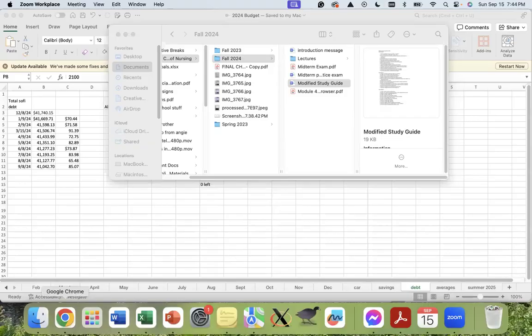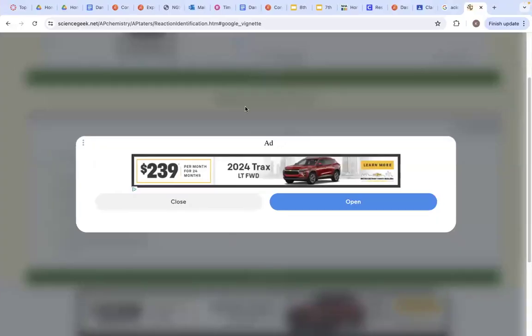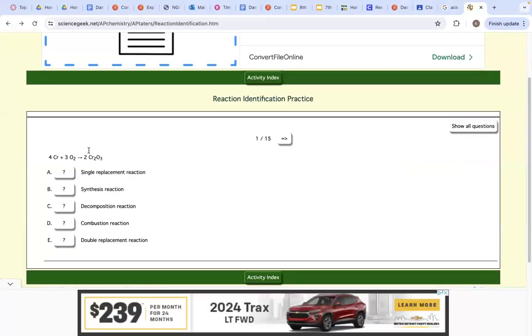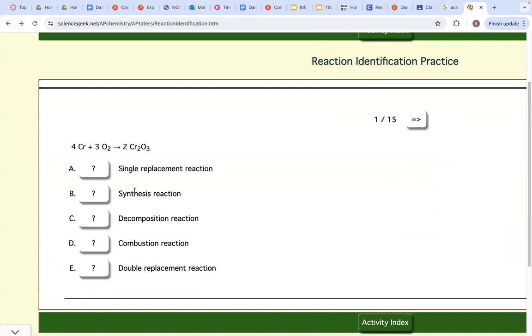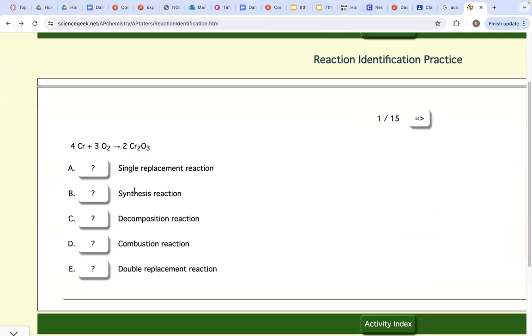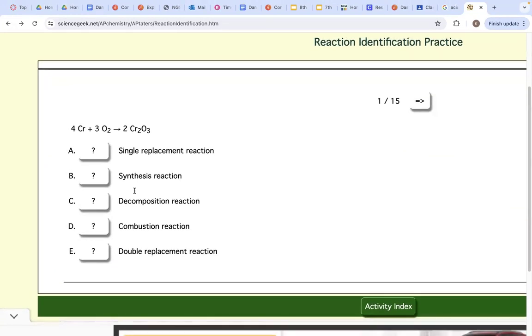Well, this is interesting. Okay, let me share my screen again. Stupid ad. All right, so here, let's see if I can zoom in. I just went out and Googled classifying reaction practice, and I found this little quiz thing. I thought this was kind of cool.